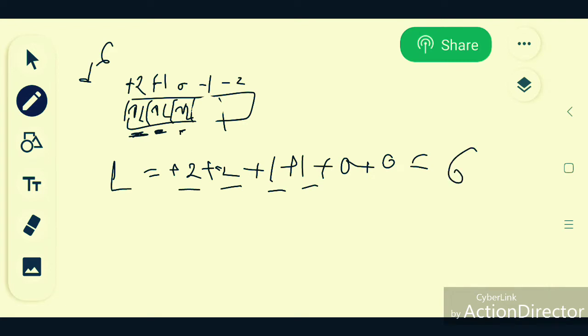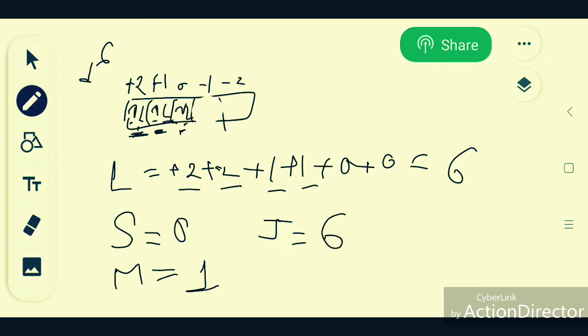So L becomes 6. Capital S is the spin of the total electrons. There are 6 electrons and they all are paired, so plus half, minus half, plus half, minus half, plus half and minus half. So the spin becomes 0. When spin becomes 0, multiplicity, which is 2S plus 1, becomes 1. And J will be equal to 6. Only one value of J is possible, that is 6, L plus S. So what will be the ground state term? The value of L is 6.